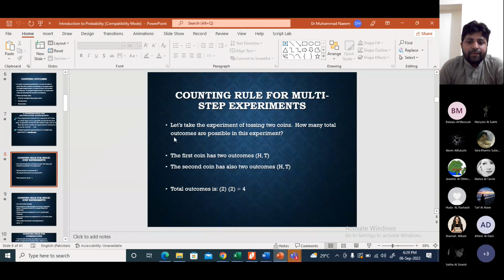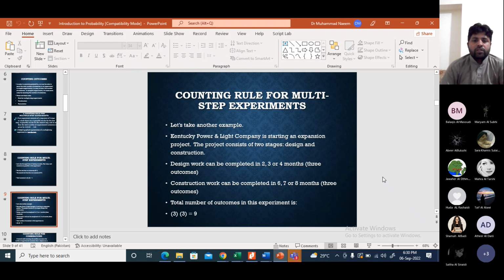So this is the example. I think I have already explained this example. Total number of experimental outcomes is 2 multiplied by 2 equal to 4, and we have already seen how we have achieved this result. So there is another example.